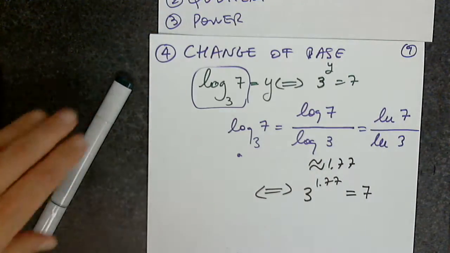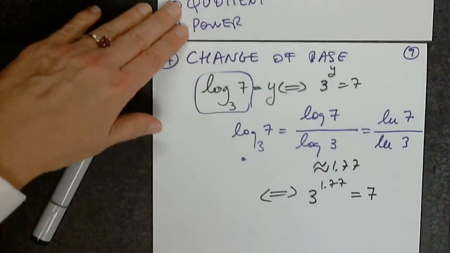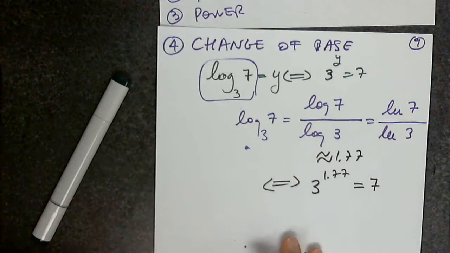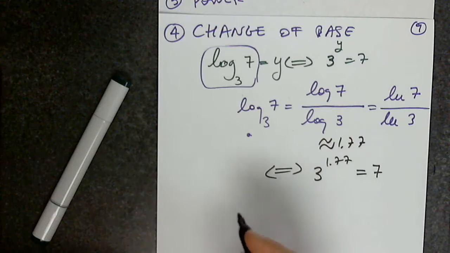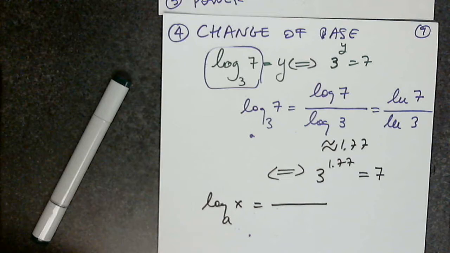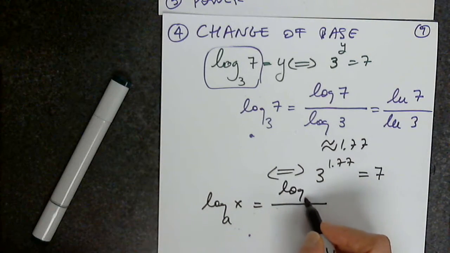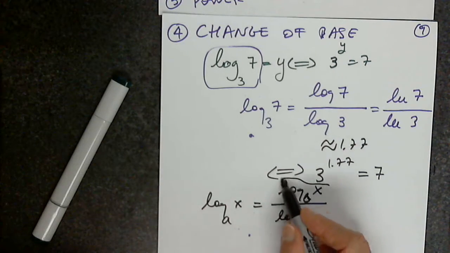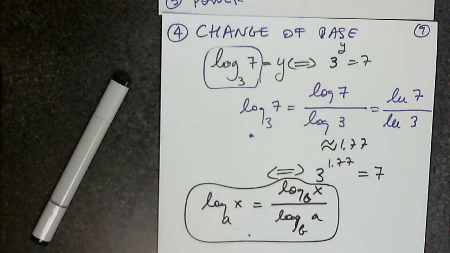So let's come back to those 3 properties. So in general, let's write the change of base formula in general. Log base A of x, assuming I want to change it into base B, then I have log base B of x over log base B of A. Log base A of x is the ratio of log base B of x over log base B of the previous base, which was A.